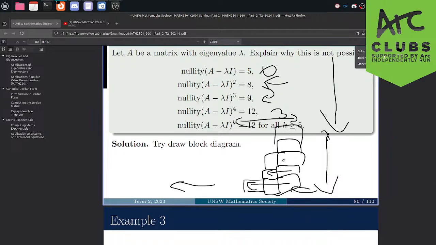However, what we have is that we actually keep going. So we get 9, and then we get 12. That means we have to add 3 more blocks: 1, 2, 3. And then we get 12 for the rest of the thing, so there are no more.